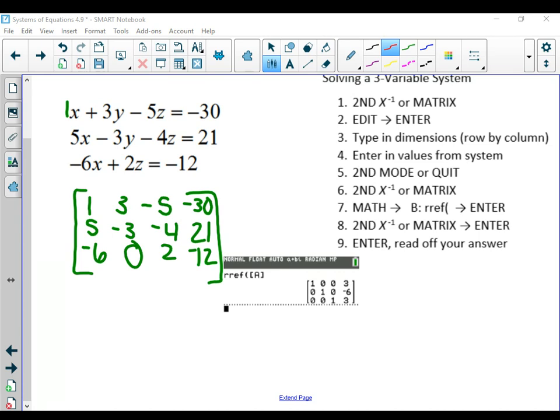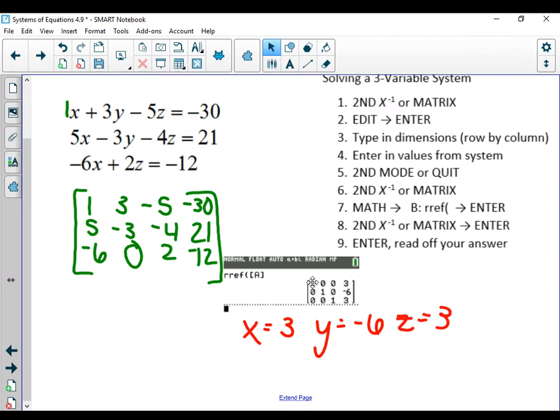So the first column was X. This is basically saying X equals 3. Y equals negative 6. And Z equals 3. So it's really cool that it has now told us our answer. Okay, so again, the identity matrix, I'm going to do it where it's bigger.